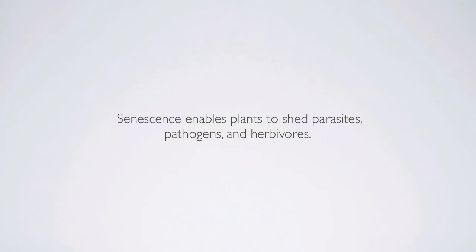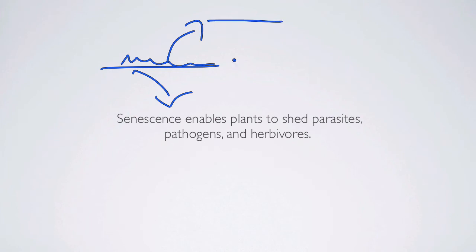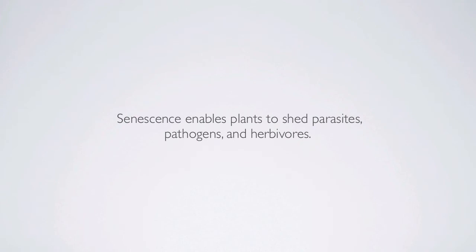Senescence also enables plants to shed parasites, pathogens, and also herbivores. And so if you have a unit of biomass that's out there for a long period of time, that pathogen load is going to build up. And by shedding it, you can prevent those pathogens from being transferred, potentially, to new leaves or infecting the rest of the plant. So senescence is a pattern by which plants will shed biomass for good reasons and for purposes that benefit the plant overall.